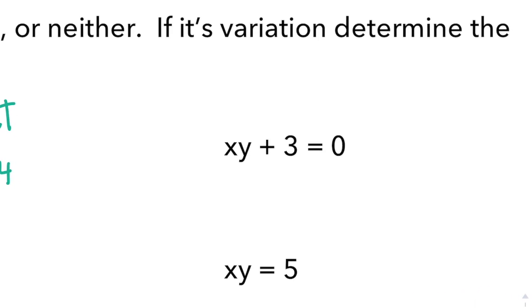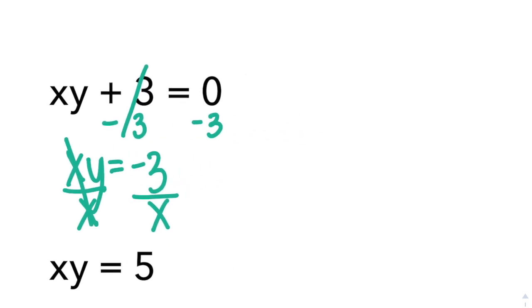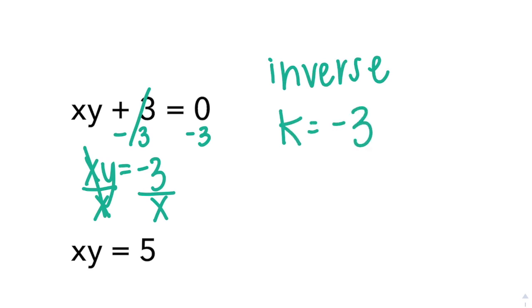If I look at the next one, I got some work to do. So I have xy plus 3. So at a first glance, you're thinking plus 3. Well, if you subtract 3, I get xy equals -3, which looks eerily like that one. And if I get y by itself, I end up dividing by x. So I have y equals -3 divided by x, which means I'm dividing. So that would be an example of inverse, and my constant of variation, k, would be -3.